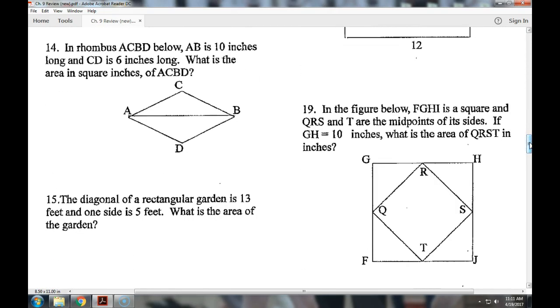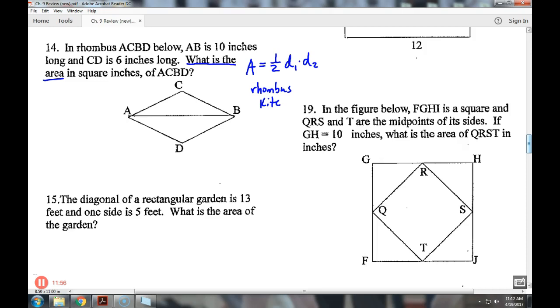Number 14, a rhombus. So this says, what is the area? I kind of zoom right to the keywords. What is the area? So I know what formula I'm having to do. So area of a rhombus is 1/2 diagonal number 1 times diagonal number 2. This works for both rhombus and it also works for kite. It's the same formula for both areas.